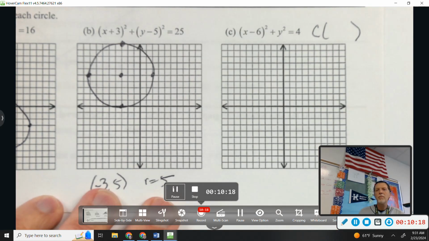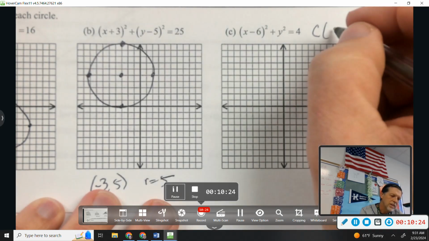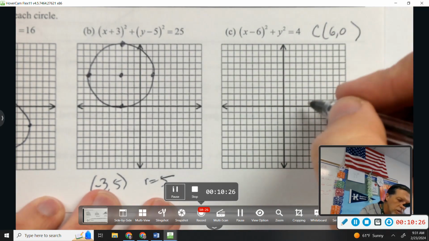This one sometimes throws people off. Probably nobody in this class, though. What's the center of circle C going to be? 6, 0, of course.